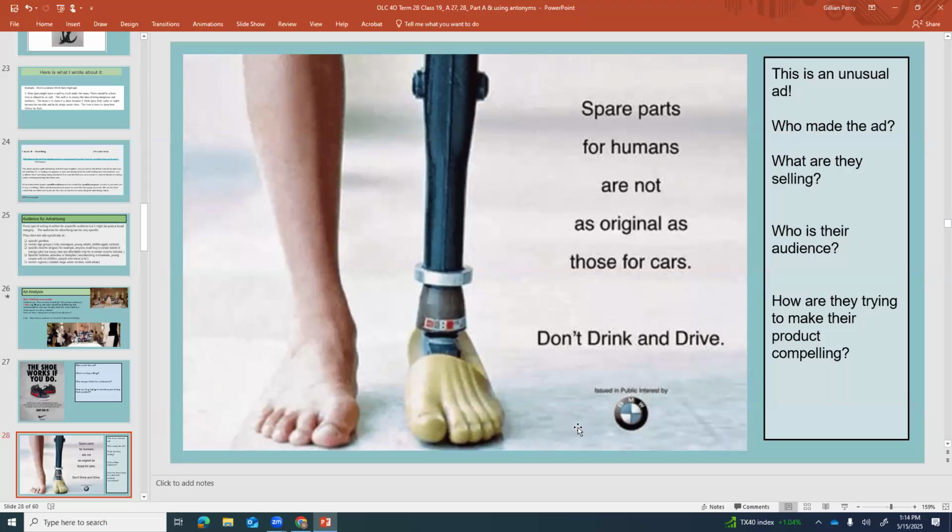Okay? So how are they making their product compelling? They're looking like, hey, we're the good guys. We know that accidents can happen. We're not encouraging you to be irresponsible and drive too fast or drive drunk. So it's a kind of sneaky ad, right? Because they're trying to get on the customer's good side without directly selling them a product.